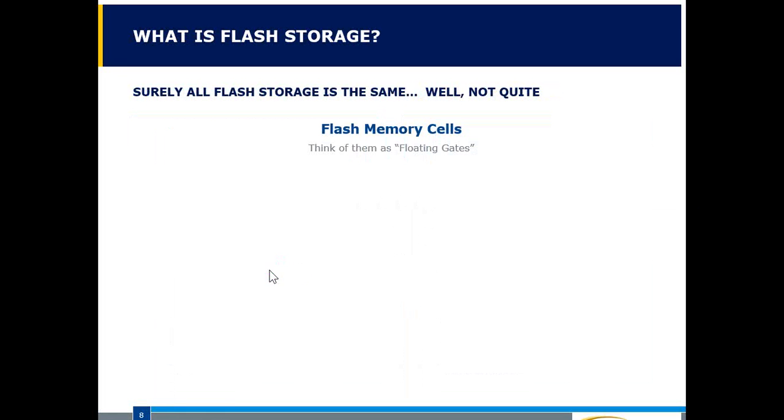So, first things first, let's get down to basics. What is actually flash storage? Look at it this way: we all understand that we have flash memory keys that have been floating around for a while, compact flash cards that go into cameras, and the flash memory that goes into your mobile phones. What they actually are is just digital floating gates, as we call them.